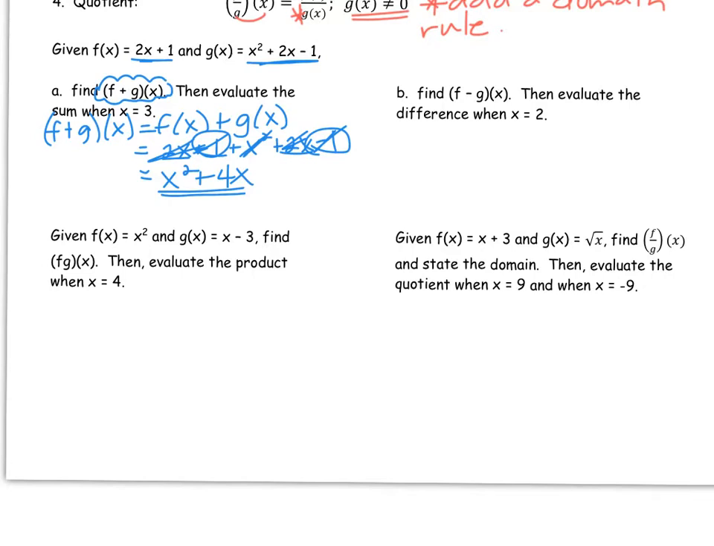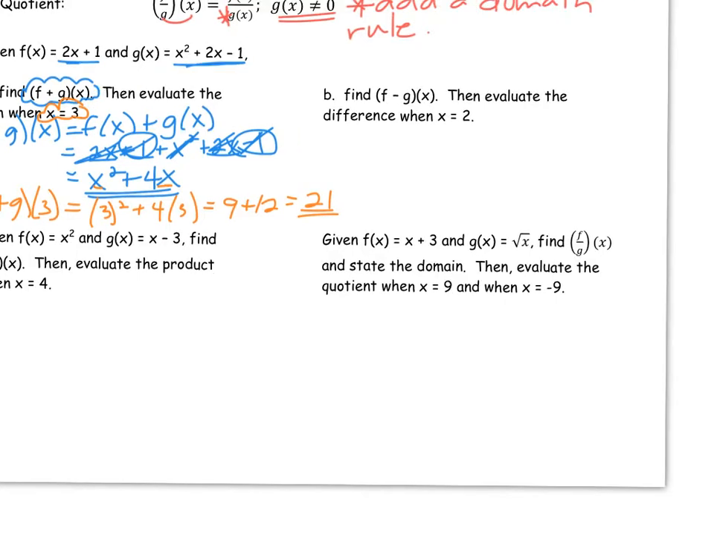It says then evaluate when x equals 3. So if we find f plus g of 3, we're just going to plug in 3 for each of the x's and simplify. We would have 3 squared plus 4 times 3. 3 squared is 9, 4 times 3 is 12, and 9 plus 12 is equal to 21. There's our second answer.